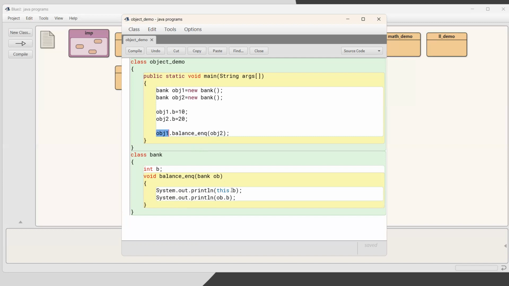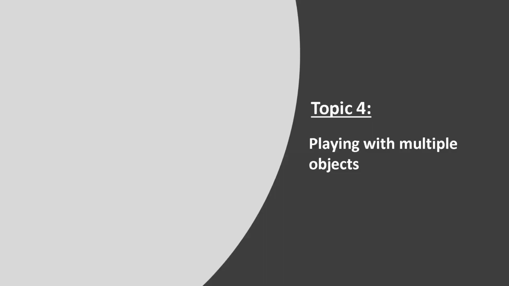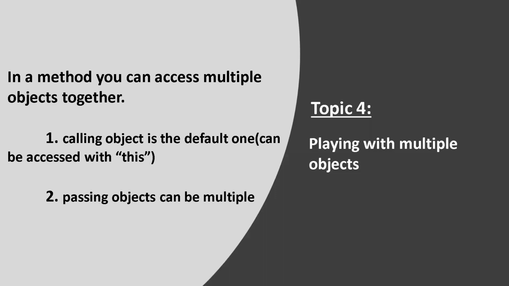So if you are going to print b variable only, you are going to see 10, because it is the property of obj1. You are inside obj1, and obj2 has been passed. So obj2 is being received as ob, the name ob. So if you print ob.b, you are going to see 20. So that is the normal idea, and that I have tried to discuss here with topic 4.